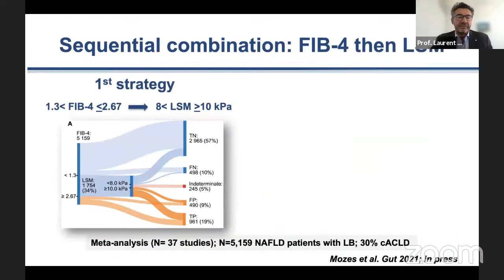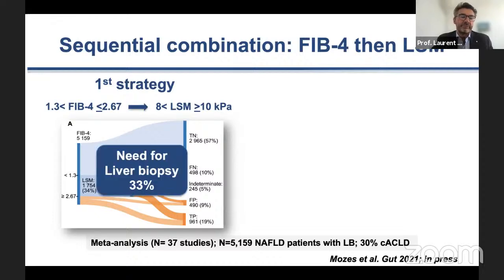We now have a recent meta-analysis from the Litmus group that has just been published. And you can see that using this first strategy, with a FIB4 cutoff of 2.67 as upper cutoff and liver stiffness between 8 and 10 kilopascal, you will end up performing liver biopsy in around 1/3 of your patients.